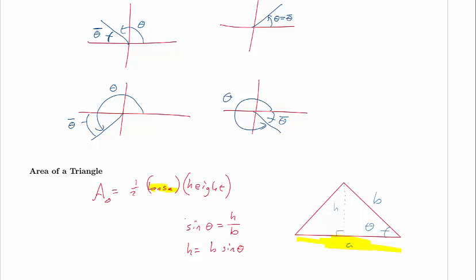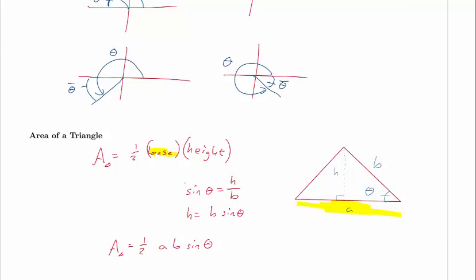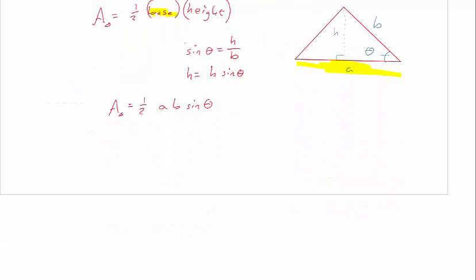So the area of a triangle becomes 1/2 our base, which is A, times our height, which is B sine theta. And you'd get the same result if you define the height based off of any other side as well. So that is the equation.